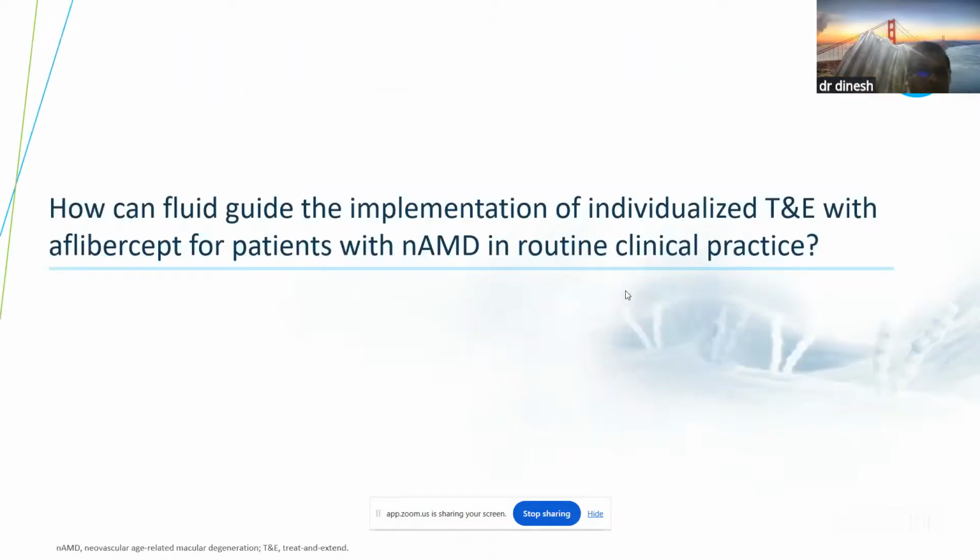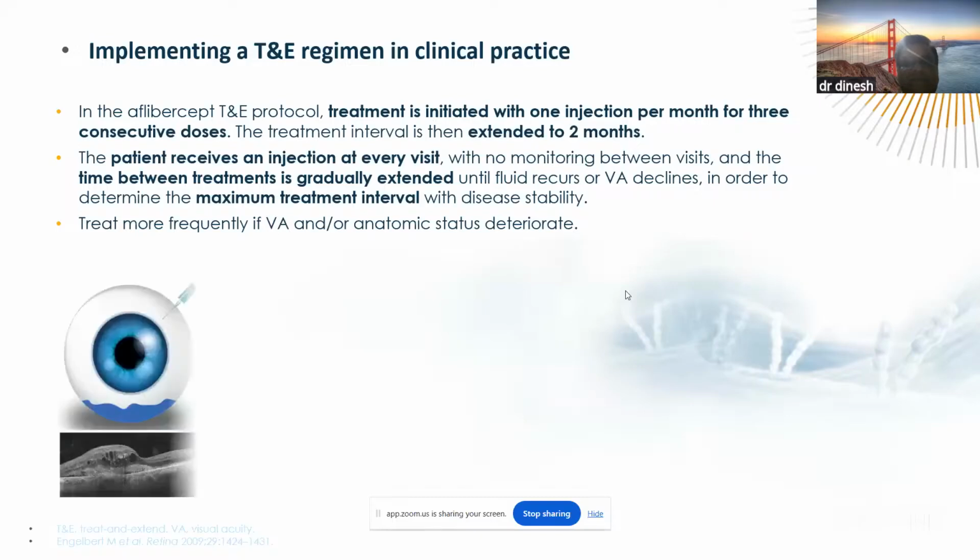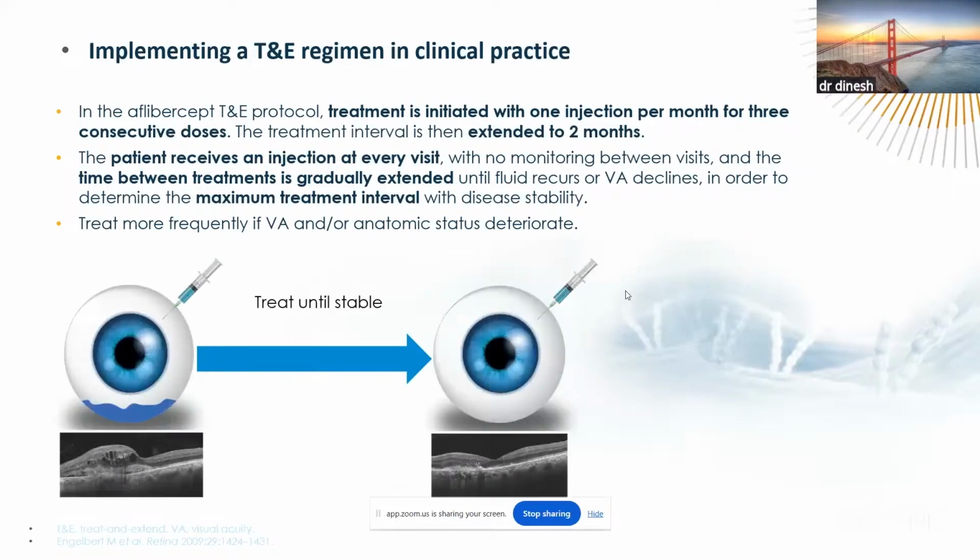So how does this fluid guide the implementation of the individualized treat and extend with aflibercept for patients with neovascular AMD in our routine clinical practice? In the aflibercept treat and extend protocol, treatment is initiated with 1 injection per month for 3 consecutive doses, and the treatment interval is then extended to 2 months.